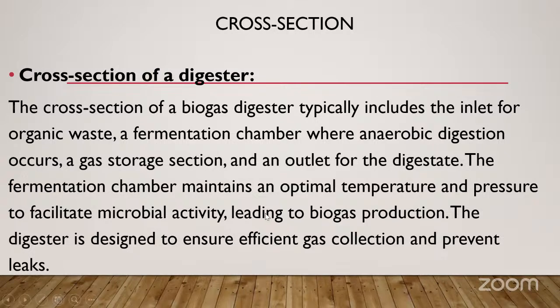Okay. So we are looking at this digester, and let us look at a cross section of a digester. If we look at the cross section, what do we have? For this type of biogas, we have an organic waste chamber, which is used for fermentation, which we call a fermentation chamber, where anaerobic digestion is taking place.